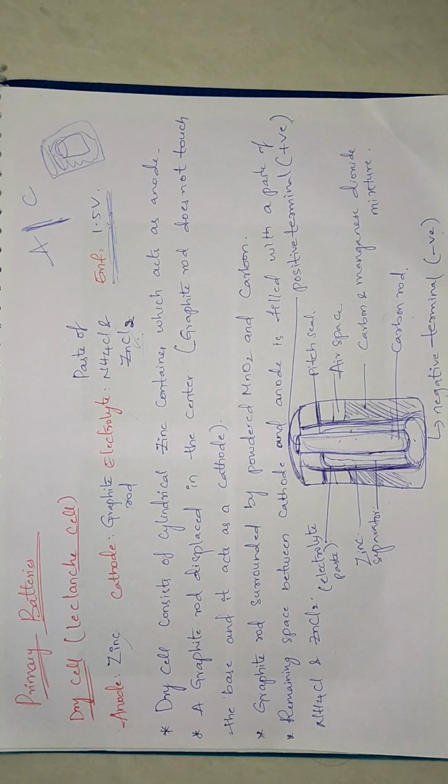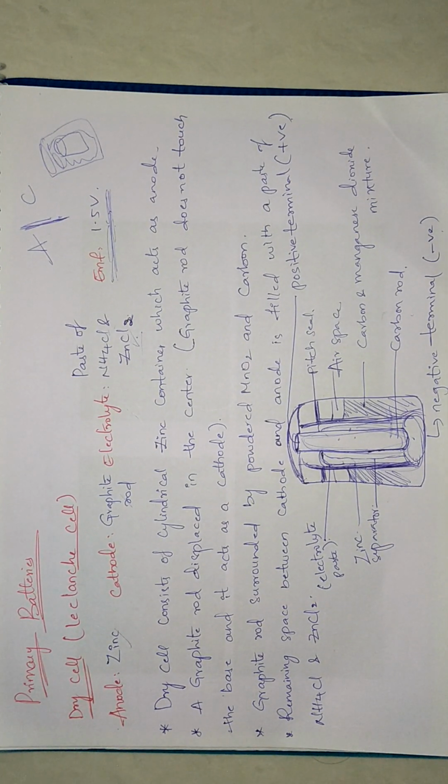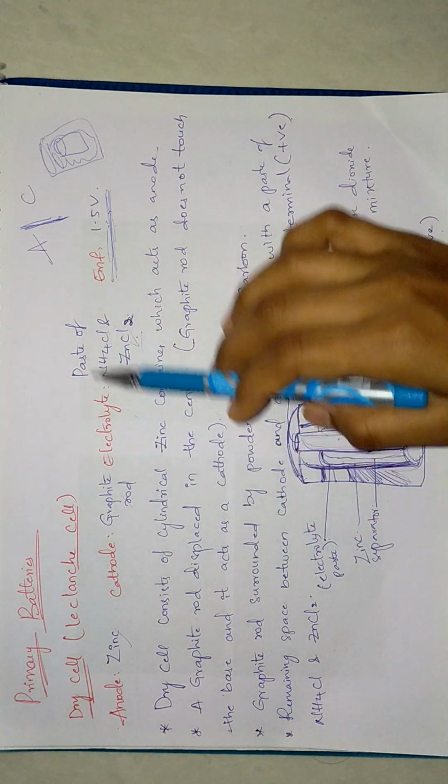Everyone, in today's video we are going to see about primary batteries. An example of a primary battery is the dry cell or Leclanché cell. So remember the anode, cathode, electrolyte and EMF.